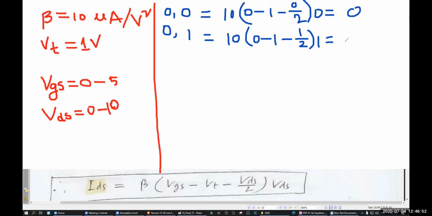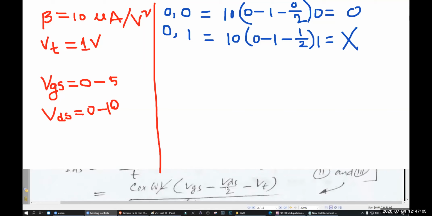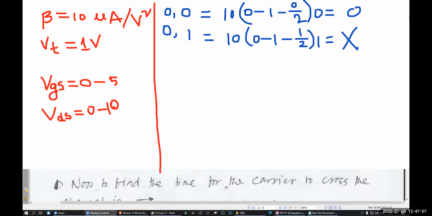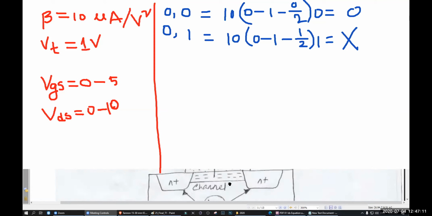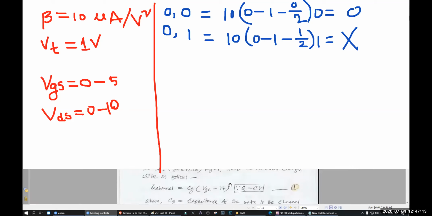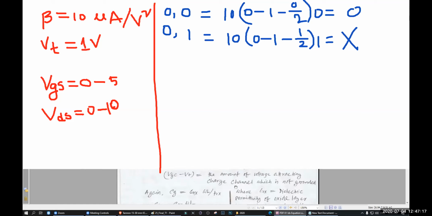We might get some value, but we will not apply these. Why? Because there is a problem with this one. What is the problem? Remember this. Let me go to the picture.